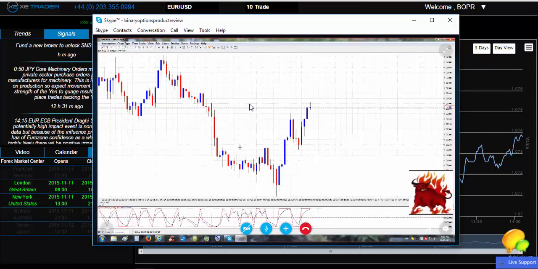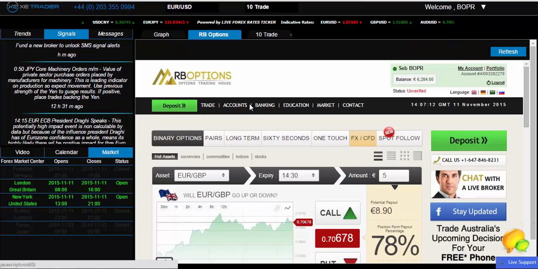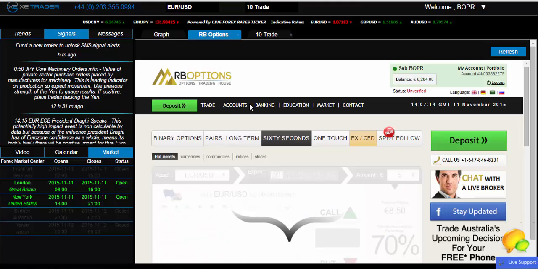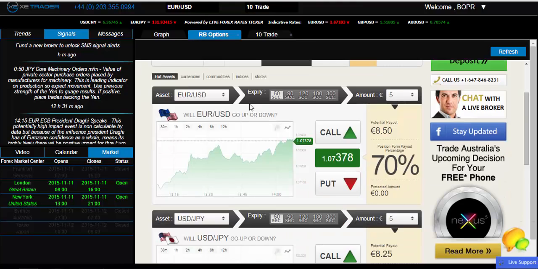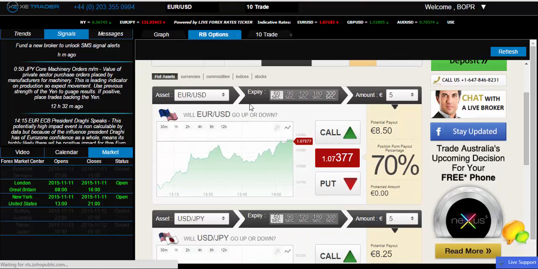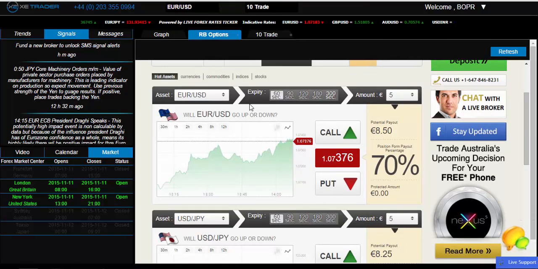Out of interest, do you do short-term trades? Yeah, mainly. I mean, before when I showed you my pictures, RB option has 300-second trades.